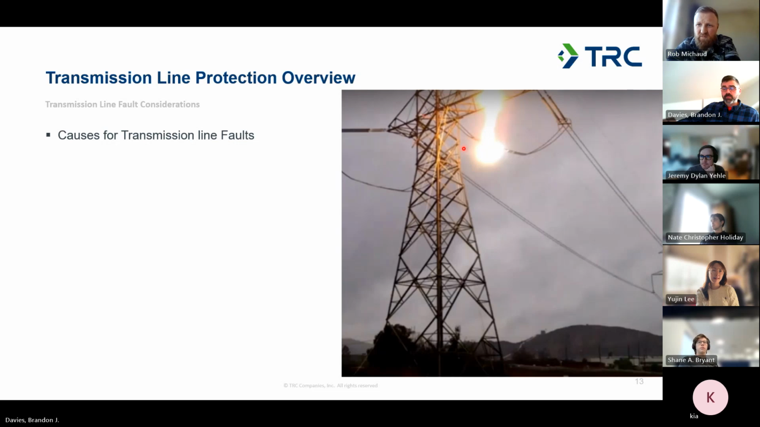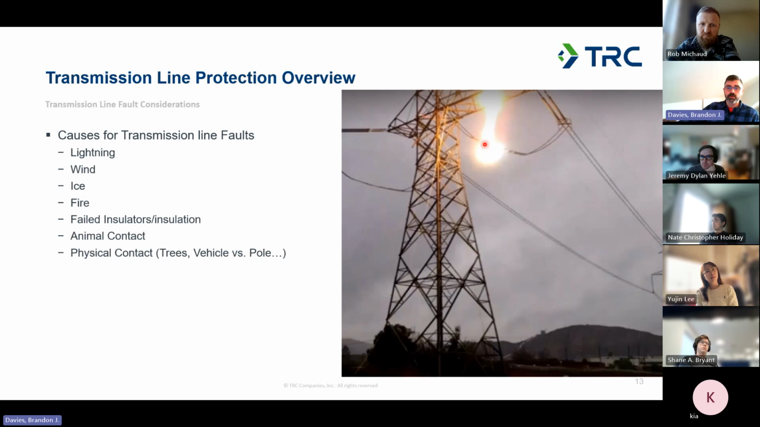Vegetation, that's a great one. If a utility wasn't paying attention and a tree grew up underneath, or if there's a tall enough tree on the outside of the transmission corridor that it could fall and make contact with the lines, it would definitely be a big concern. On transmission systems, generally utilities do a lot of work clearing the right of way.